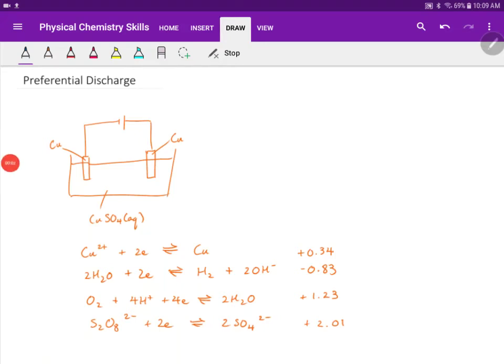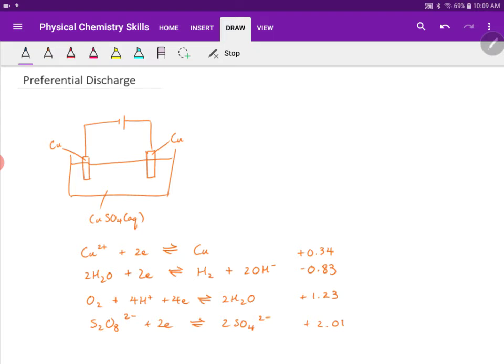Hi everyone, in this video we are going to look at the preferential discharge of different species at the different electrodes, in particular the anode and the cathode. So this is an electrolytic cell, which is very different from a voltaic cell, which has spontaneous reactions. In a voltaic cell the anode and cathode are determined by the reaction itself. The one that gets oxidized will give you the electron, so it is the anode, and the one that gets reduced will be the cathode.